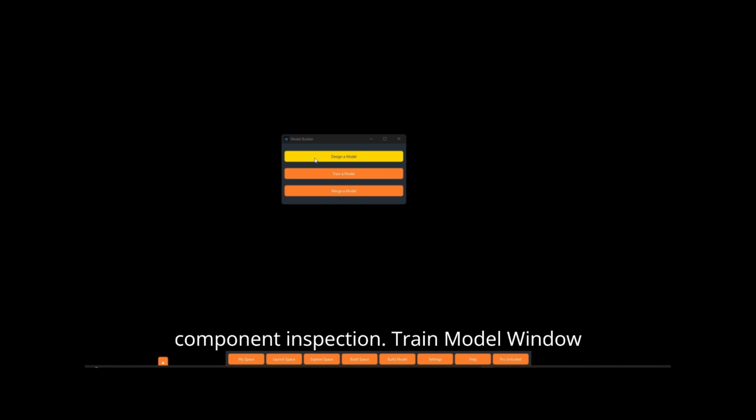The Train Model window mirrors the design window but focuses on managing and running training routines. The Merge Model window provides a dedicated interface to merge multiple models efficiently. All windows share a consistent layout, iconography, and dockable panels, ensuring a smooth user experience across workflows.